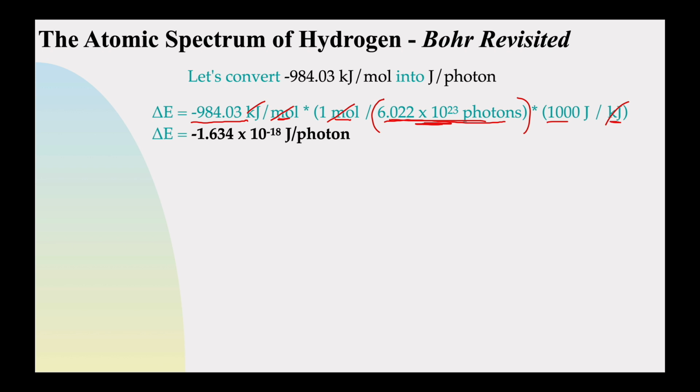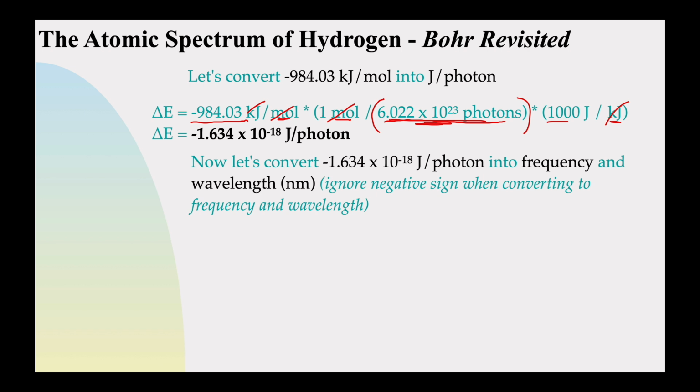I'm going to assume that you got the negative 1.634 times 10 to the minus 18th joules per photon value, and you're ready to go to the next step. Because the next step says, let's try and figure out the frequency and wavelength in nanometers that corresponds to that transition.